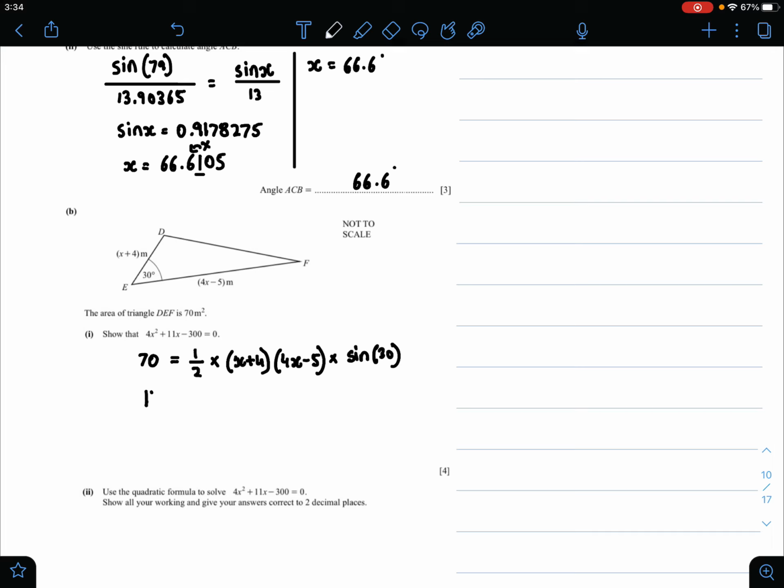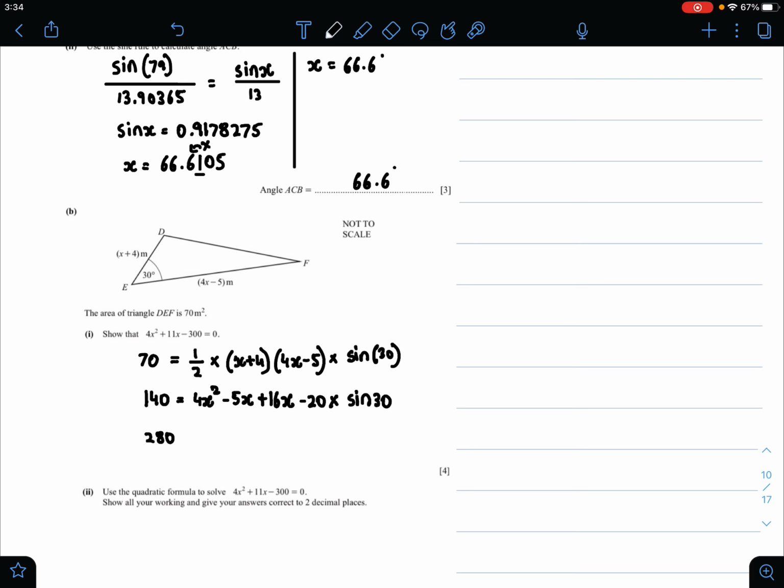So 70 multiplied by 2 is 140, which is equal to x plus 4 times 4x minus 5, and now we can expand this bracket. x multiplied by 4x is equal to 4x squared, x multiplied by minus 5 is minus 5x, 4 multiplied by 4x is positive 16x, and positive 4 multiplied by minus 5 is minus 20, multiplied by sine 30. Now we can take sine 30 to the other side of the equation, so it will become 140 divided by sine 30. 140 divided by sine 30 is equal to 280.